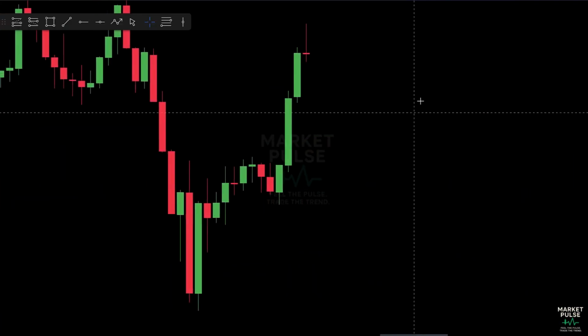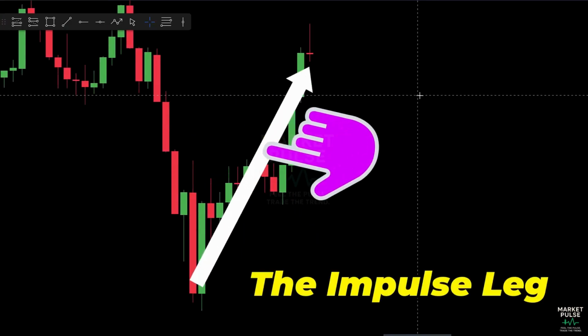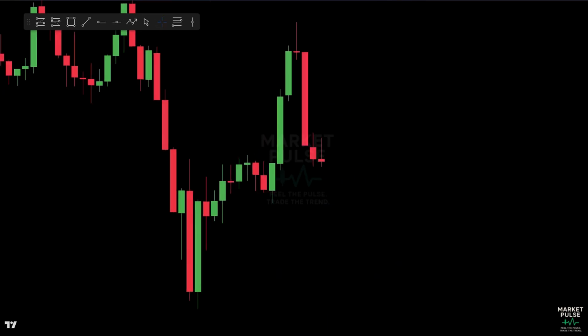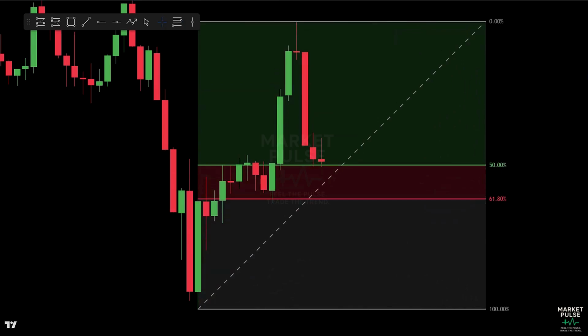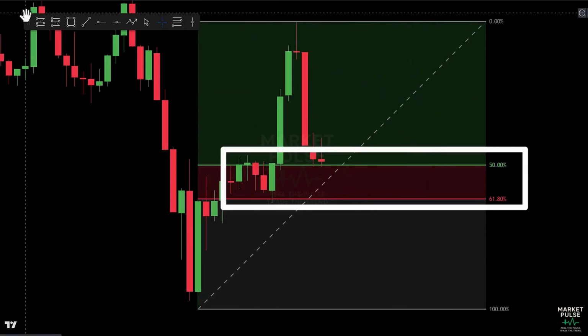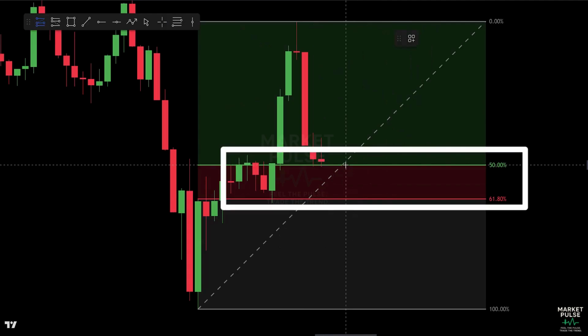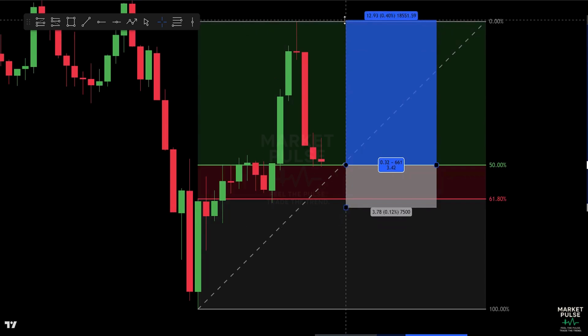In this chart, the market is clearly in an uptrend. We've got a strong bullish push, which we call the impulse leg. After that move, price begins to retrace. Here's how to apply the Fibonacci tool. You start at the low of the impulse and drag it up to the high. As the pullback unfolds, focus on the zone between the 50% and 61.8% levels. This area is known as the golden zone.